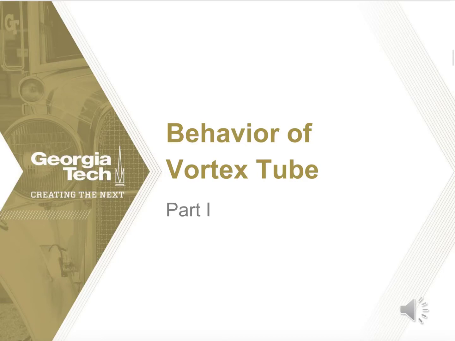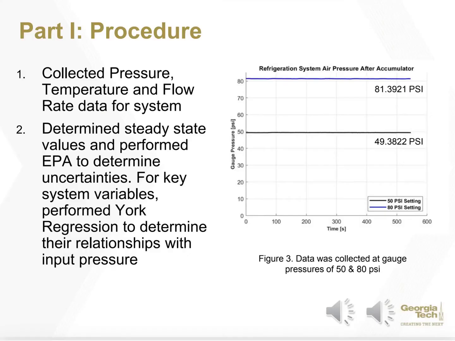For the purposes of this week's lab, the vortex tube may be characterized as a function of the input pressure, P3. For part 1, we collected pressure, temperature, and flow rate data of the system. We were then able to determine the steady-state values and perform uncertainty analysis to determine uncertainties. York regression was then used to determine relationships with the input pressure.